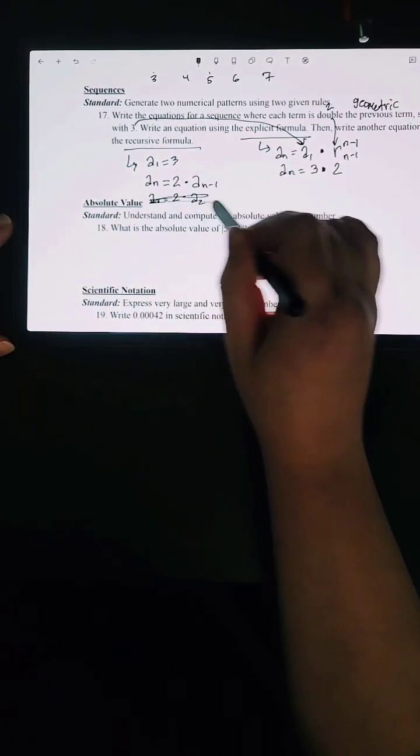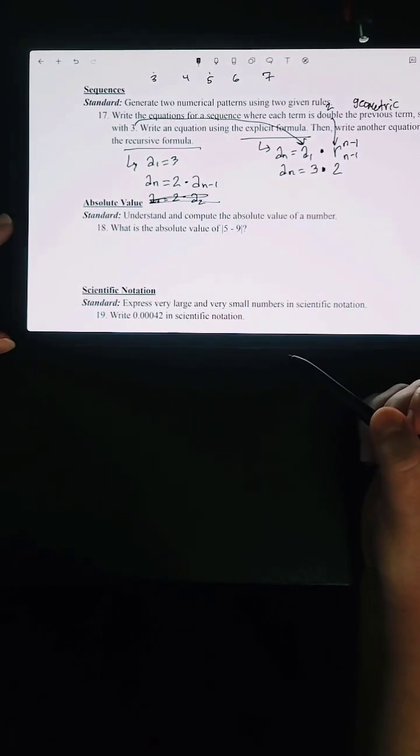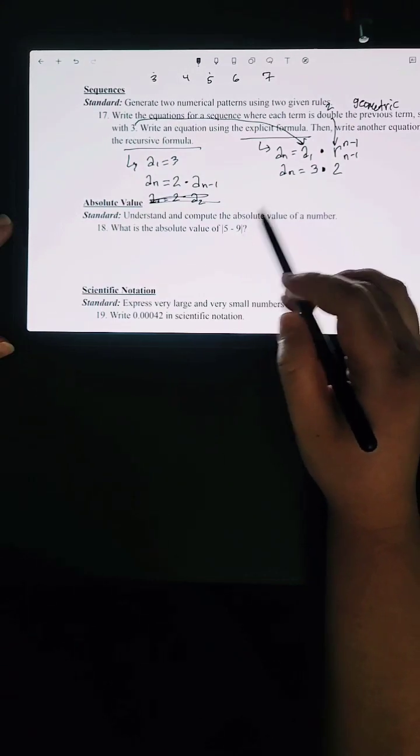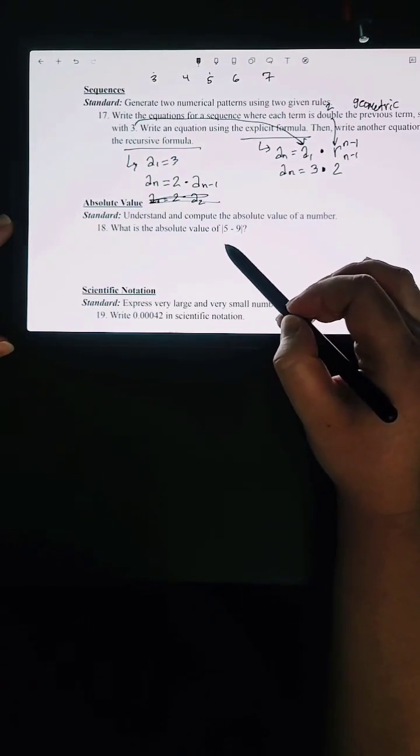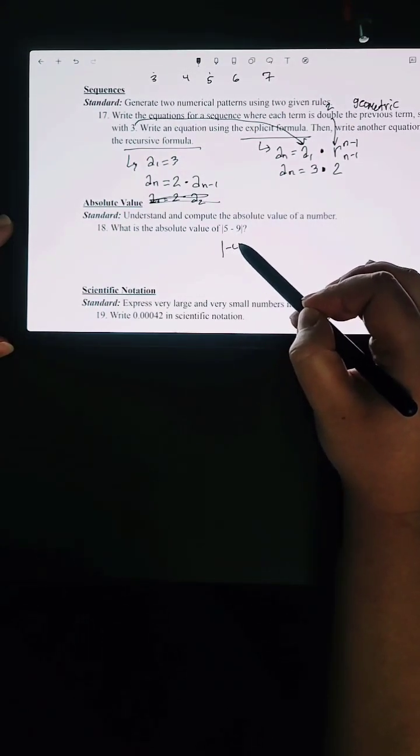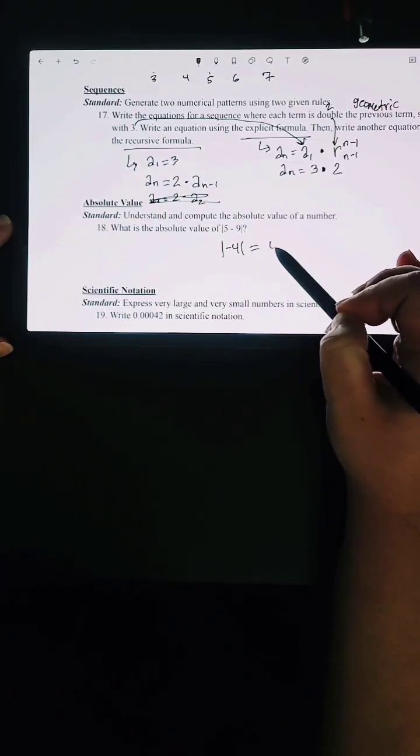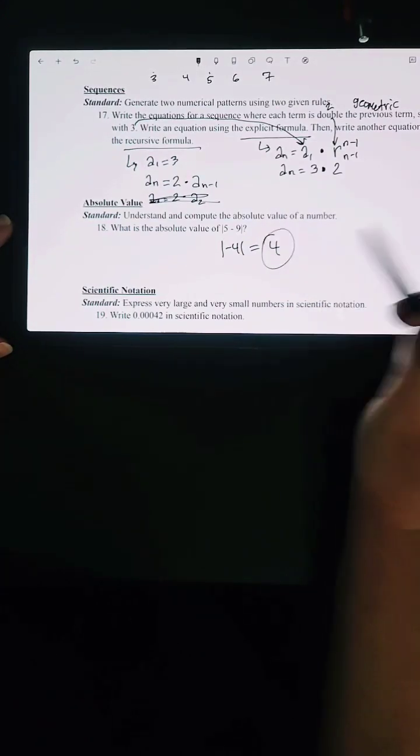Okay, so let's now go to number 18. So this is just absolute value, just to remind you what it is. So you would do 5 minus 9, that's going to be negative 4. Absolute value just means you turn whatever's on the inside positive, so this would just be positive 4.